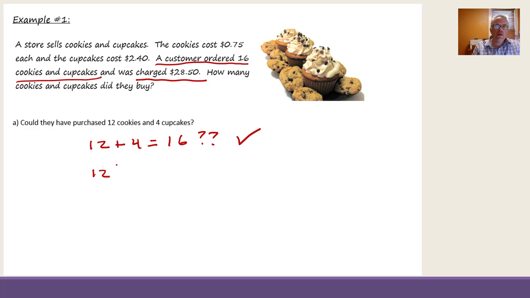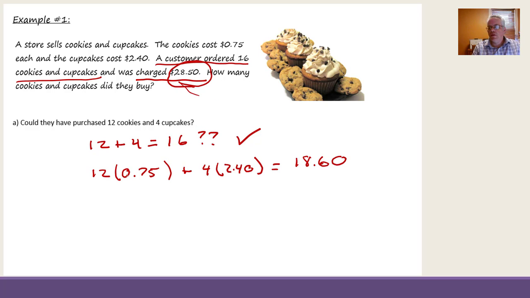So we have to come up with how much 12 cookies and 4 cupcakes are worth. Well, if they're 12 cookies and they're each worth 75 cents, we multiply 12 times 75 cents to get the cost of the cookies. And to get the cost of the cupcakes, we multiply 4 times $2.40. If we do that, we get $18.60, which is kind of low. The amount we were looking for was $28.50. So I think we're going to see that they purchased more cupcakes and fewer cookies. But we'll find out.